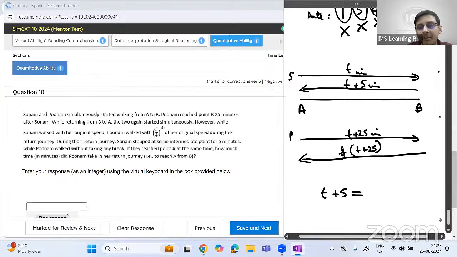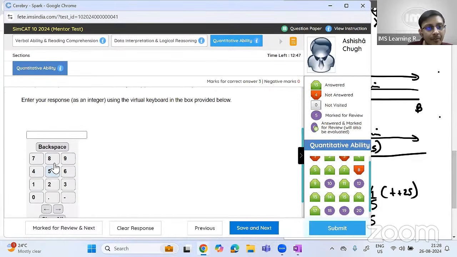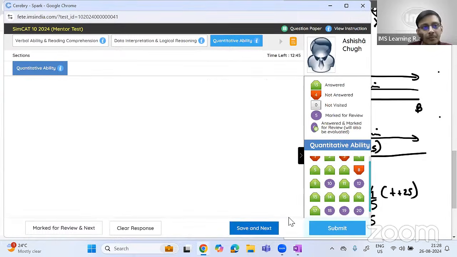T plus 5 will be equal to 4/5 of T plus 25. 5T minus 4T will be T, and 100 minus 25 will be 75. T is 75. How much time does Poonam take in her return journey? 4/5 of T plus 25, 4/5 of 100, that should be 80. Yeah, 80 should be correct.